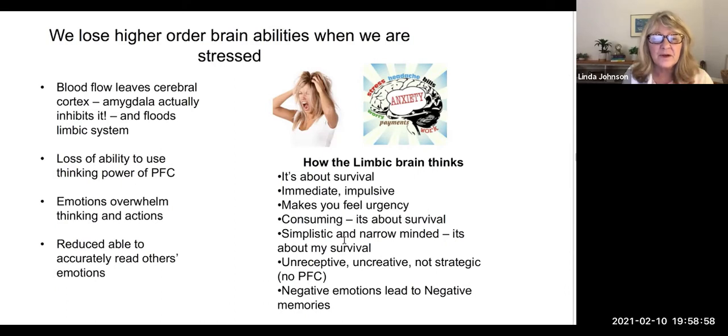Oftentimes when people get in an argument with somebody, they want to resolve it right then, when in reality, it would be better to take a step back and get your whole brain back, because the part that's shut off is the part of you that can understand other points of view, that can come up with creative solutions, that can come up with brand new ideas, the broader thinking part of you, and also with more impulse control when we're in a calmer state. So let's take another breath.